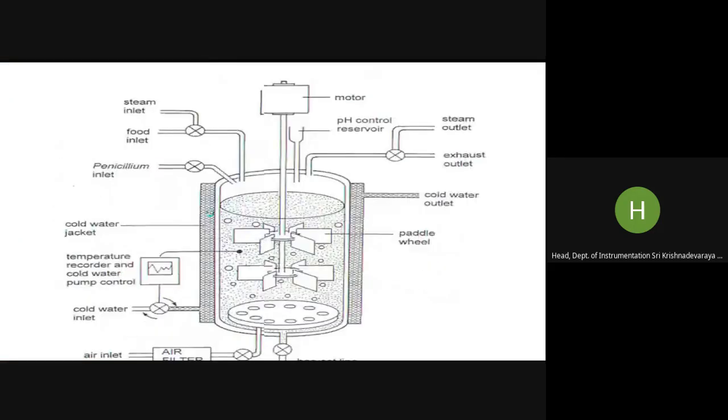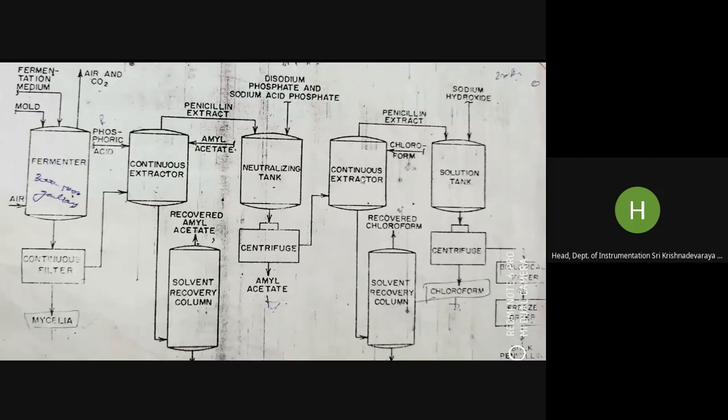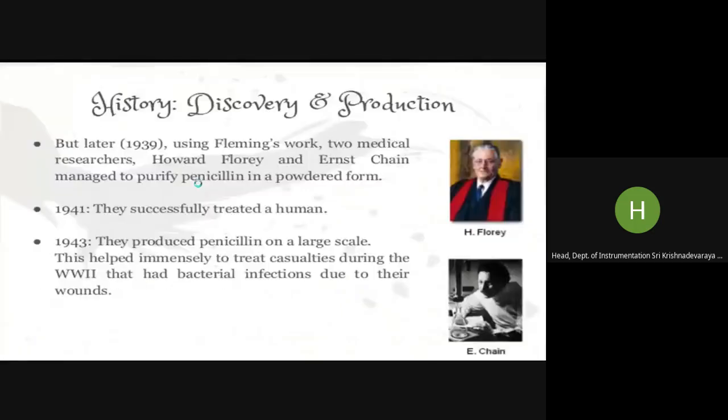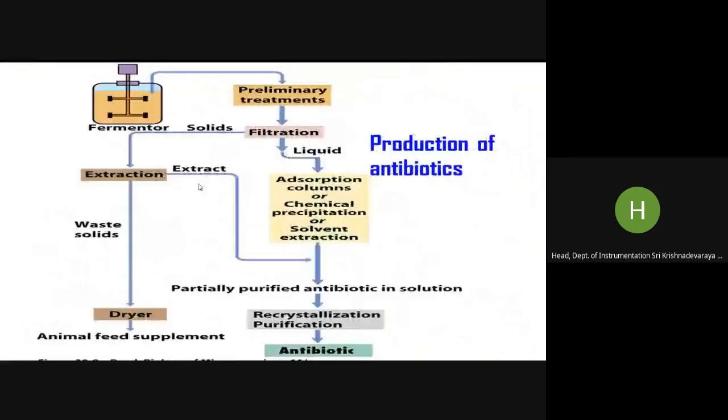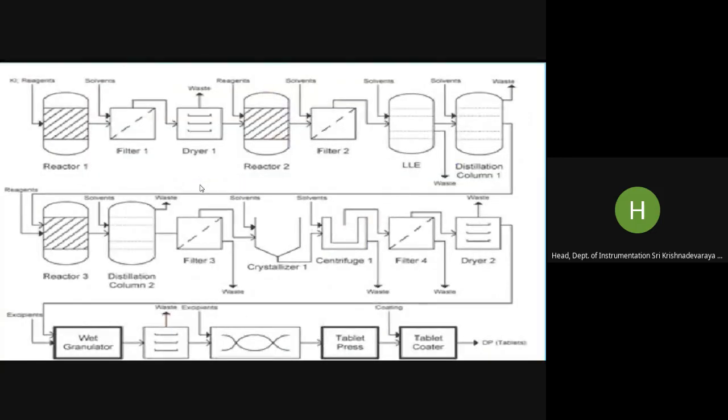So that's all about the penicillin production that we have seen in this diagram. I think now the penicillin production process is clear, where instrumentation plays a very important role in maintaining the pressures and temperatures at different reactors. And this is all about the penicillin production.